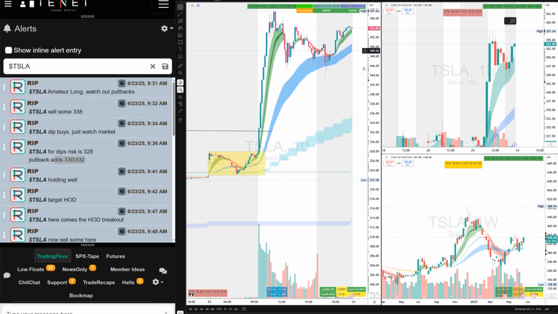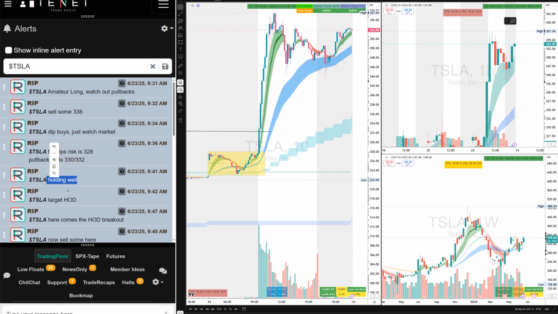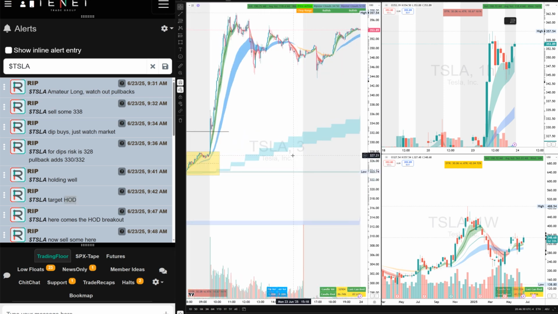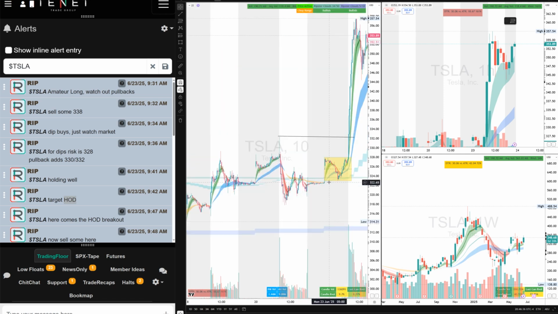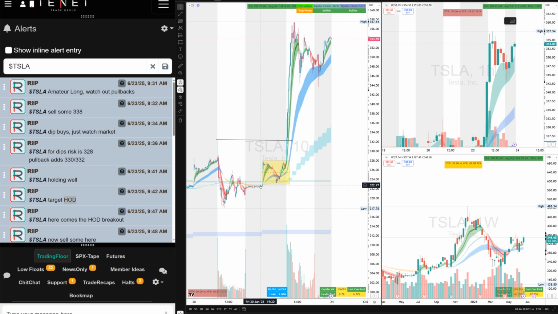Even though other stocks in the Mag 7 were not doing good, Tesla held. I told the traders it's holding well, target high of the day. From that pullback that I just showed you in the 3 minutes, we pushed. The target I gave was high of the day, and we did push to that high of the day target. Right? So it's not that you just take your penny profit and run. We'll talk about the options as well.